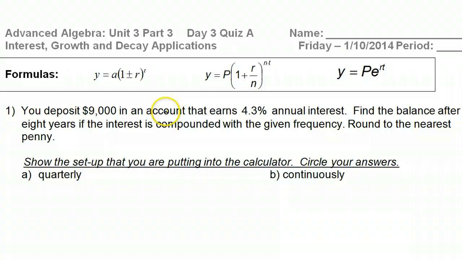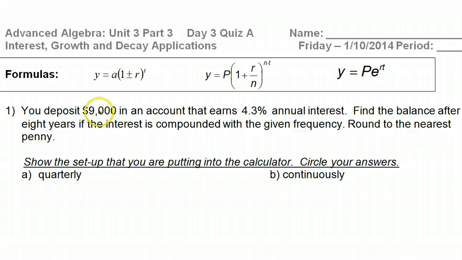You deposit $9,000 in an account that earns 4.3% annual interest. Find the balance after 8 years if the interest is compounded with a given frequency. Okay, so this is a compound interest problem, so we're dealing with one of these two, or both. First, we're supposed to do quarterly. That's going to be this formula. So here we go.